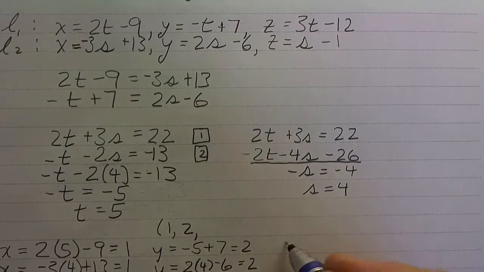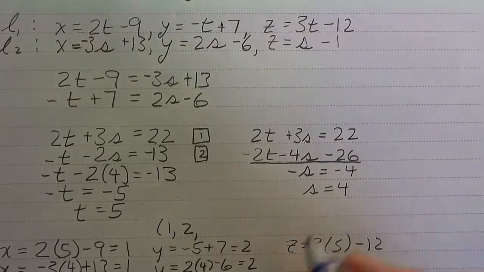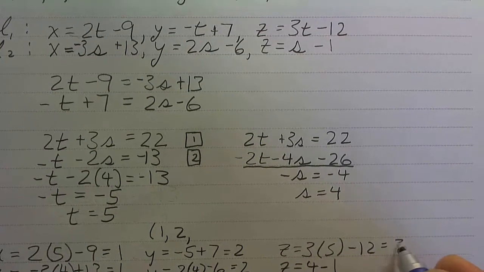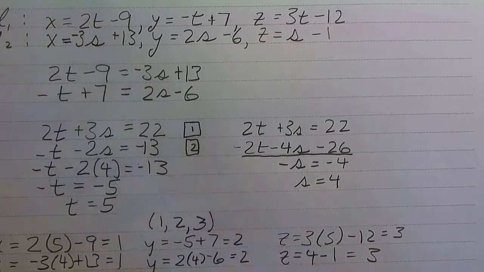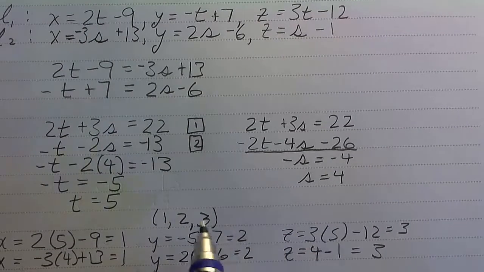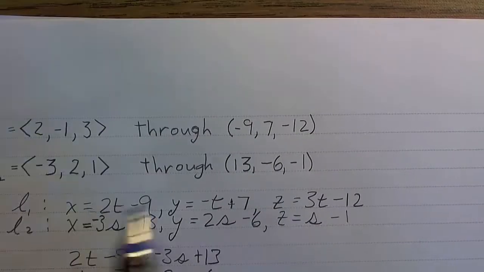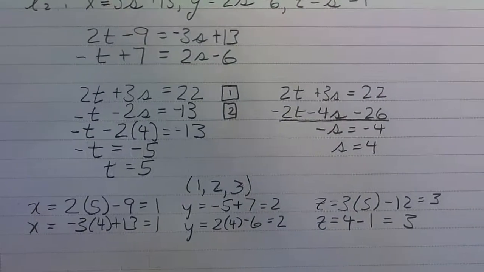So here we go. Let's see what we've got here. We've got z is equal to 3 times 5 minus 12. And also we've got z is equal to 4 minus 1. Well, this is 15 minus 12, that's 3. 4 minus 1 is 3. Oh, look at that, 3. They match up. So with these parameters, t is 5 and s is 4, we come up with the point of intersection to be 1, 2, and 3. So the point 1, 2, 3 is on line 1, and it's also on line 2. Therefore, that is our point of intersection.